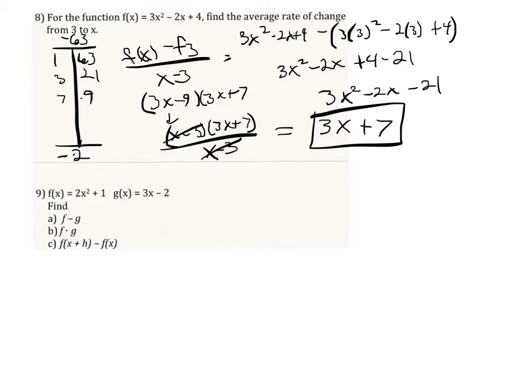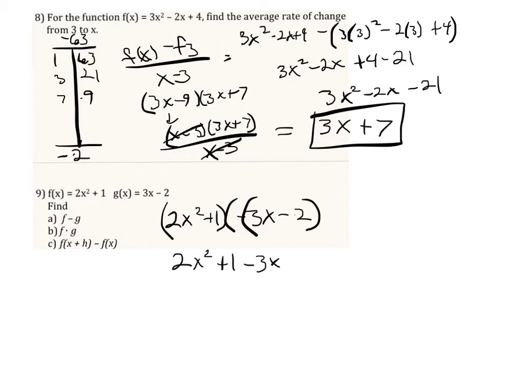So we want to find f minus g first. So we get 2x squared plus 1 minus 3x minus 2. That should be a minus. So we get 2x squared plus 1 minus 3x plus 2. So you end up with 2x squared minus 3x plus 3.